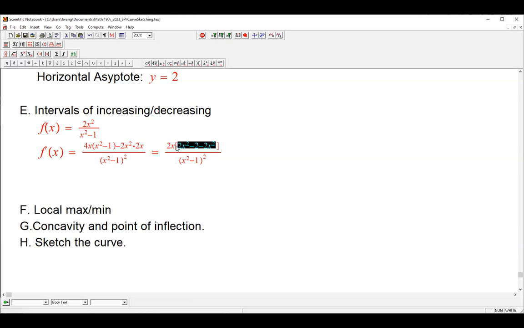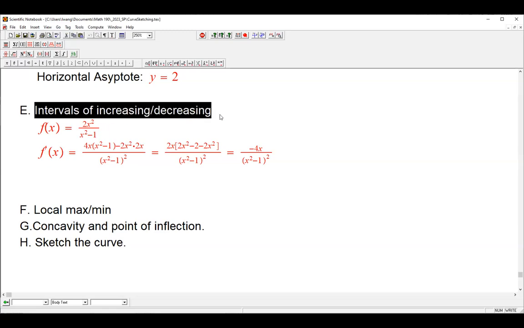And we ended up with 2x times negative 2. So in the end, these 2 pieces are gone, and we just have negative 4x right there. So now we are interested in the interval of increasing, decreasing, right?